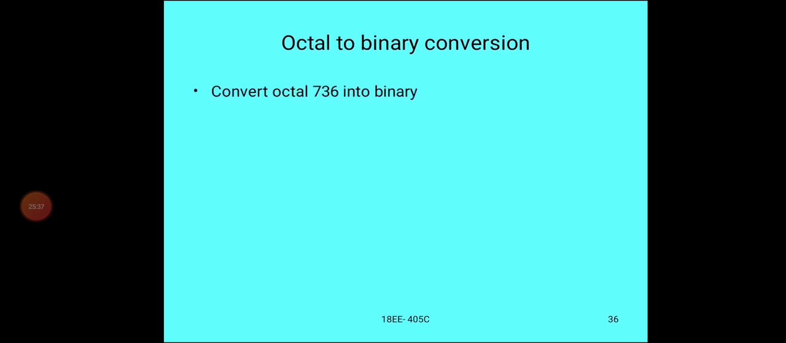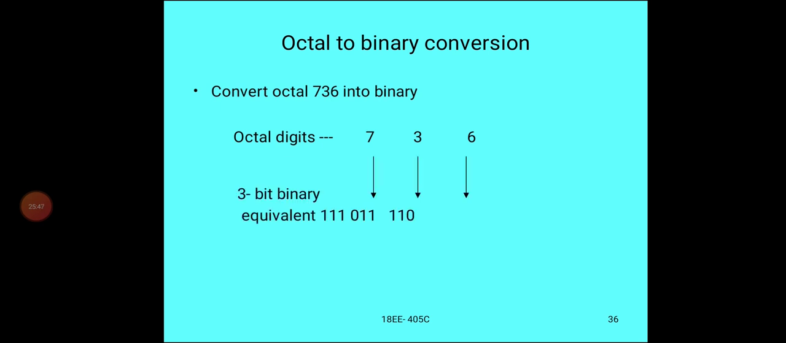Octal to binary conversion. Convert the octal number 736 into binary. The octal digits are 7, 3, 6, and the corresponding binary values are: 7 means 111 in 3 bits, 3 means 011, 6 means 110. So the total binary value corresponding to octal 736 is 111011110 of base 2.